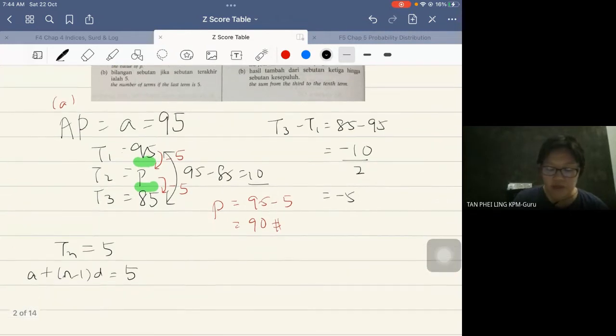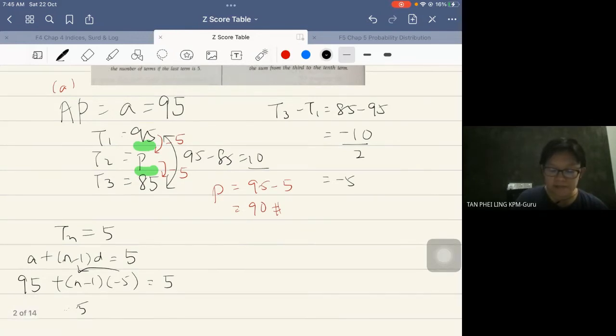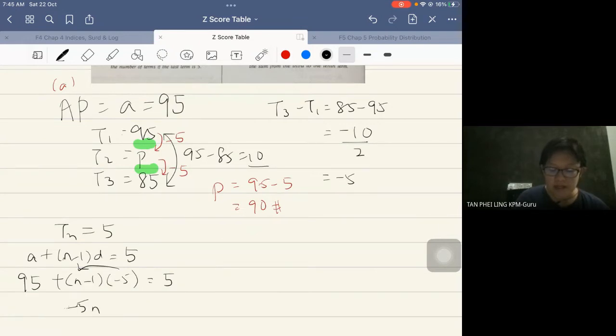Okay, you have your a, which is the first term, 95. Then you add (n minus 1), which you don't know how many that is, but you know the d is negative 5. Now you can do whatever maths that you know. You multiply negative 5 by n, you get negative 5n, and then negative 5 times negative 1, you are getting plus 5.